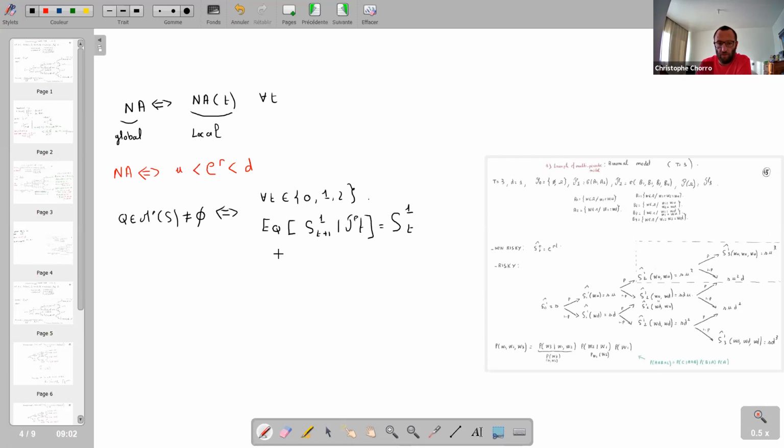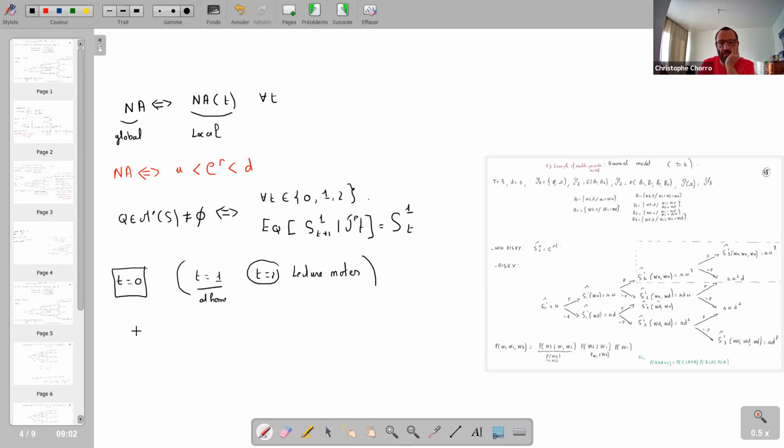So I will do the job here for t equal to 0. Do it yourself for t equal to 1. And for t equal to 2, I have done the job in the lecture notes, so do it at home. For t equal to 0, what is nice is that this conditional expectation is just an expectation.